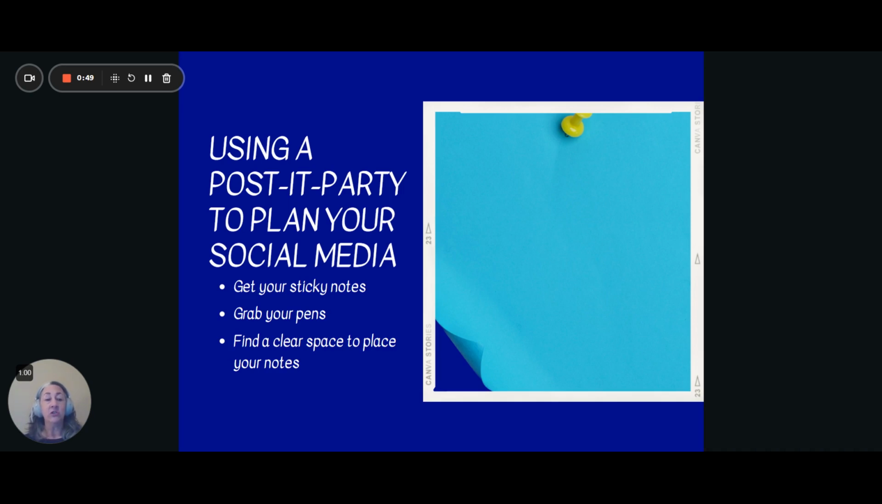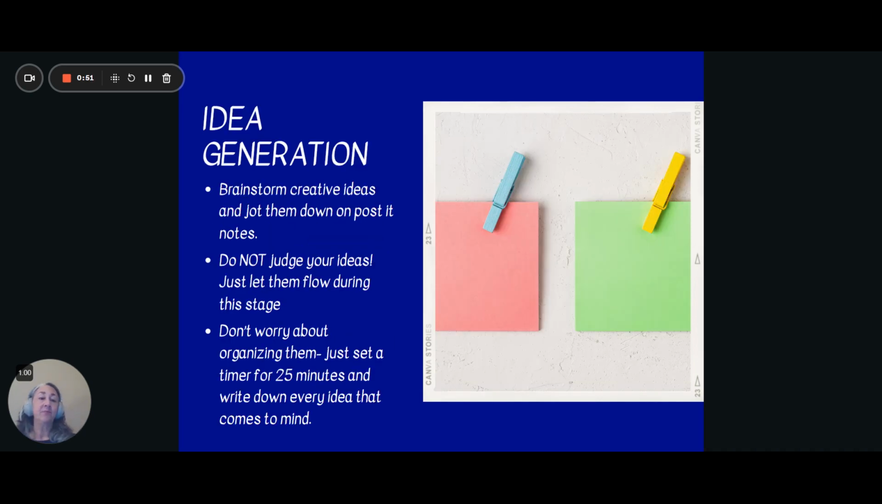So what we're going to do is you're going to basically brainstorm creative ideas, jot them down on a post-it note, and you're not going to judge any of your ideas. You're just going to let them flow during this stage. And you're not even going to worry about organizing them. You're just going to set a timer for 25 minutes and write down every idea for content that comes to mind.